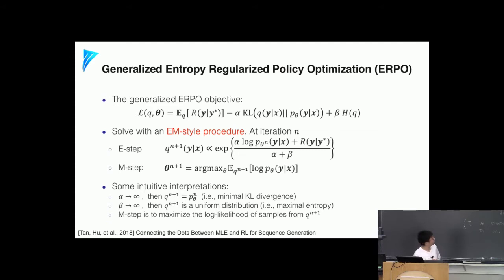Then for the M step, we can interpret this as first getting samples from this Q distribution, and then we maximize the log likelihood of these samples. This is the intuition behind this M step. So here we are still maximizing some log likelihood, but now we are using the samples from the Q rather than ground truth data. Okay, so now we have established this general framework. We have this objective, and we have this EM algorithm to solve this problem.